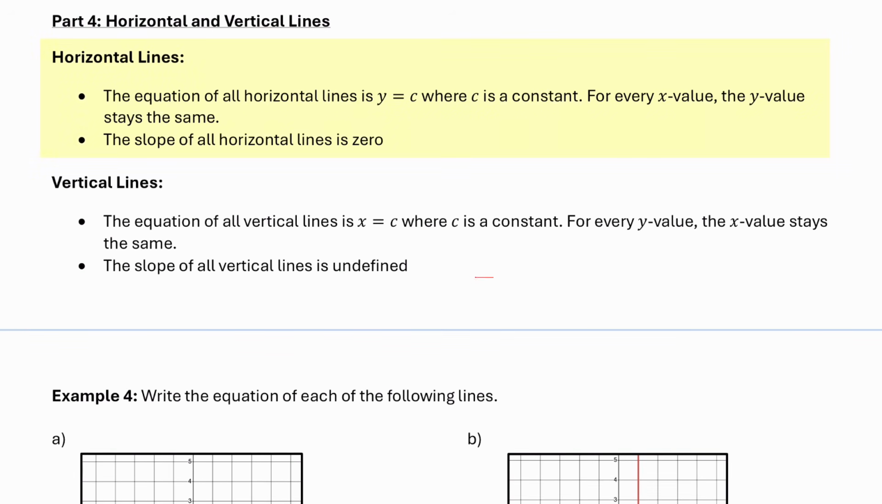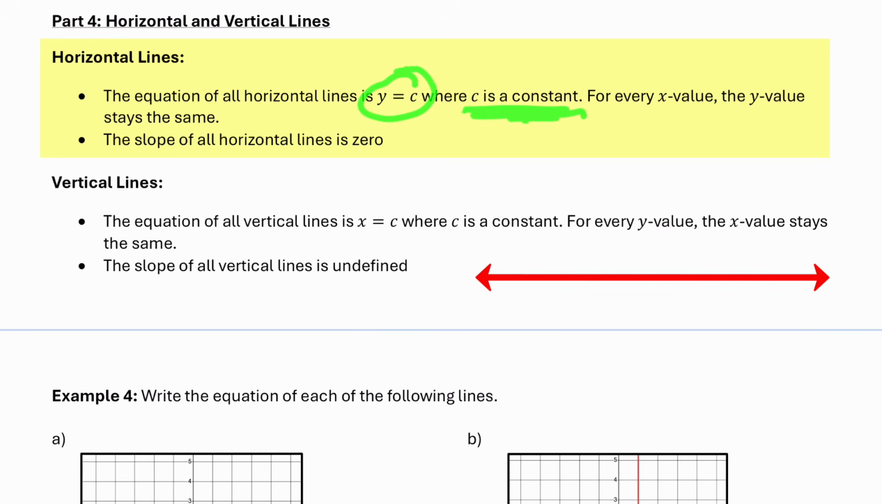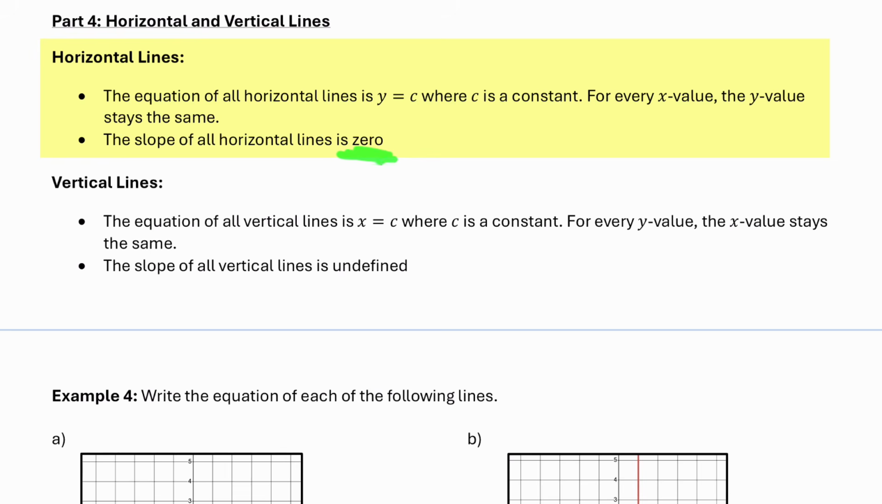The equation of all horizontal lines is of the form y equals c, where c is a constant, and it corresponds to the y-coordinate of every single point that makes up the line. Right? For every x value, the y value would stay the exact same. So whatever that same y value is for all the points, we plug that in for c, and we get the equation of the horizontal line y equals c. And the slope of all horizontal lines is 0.